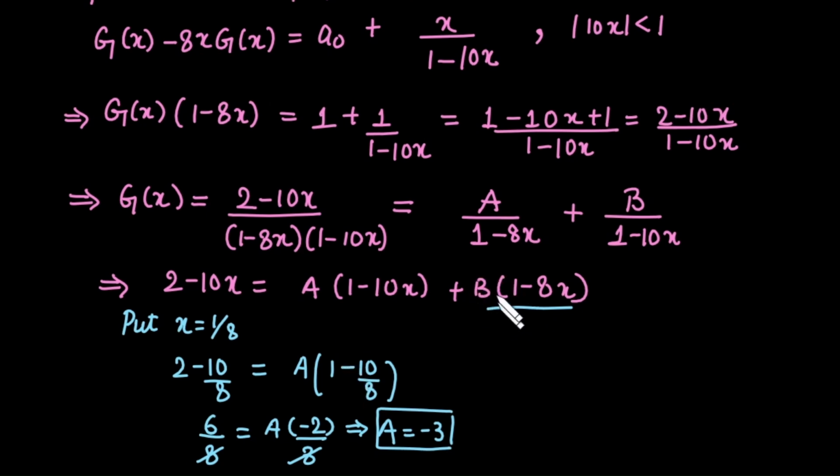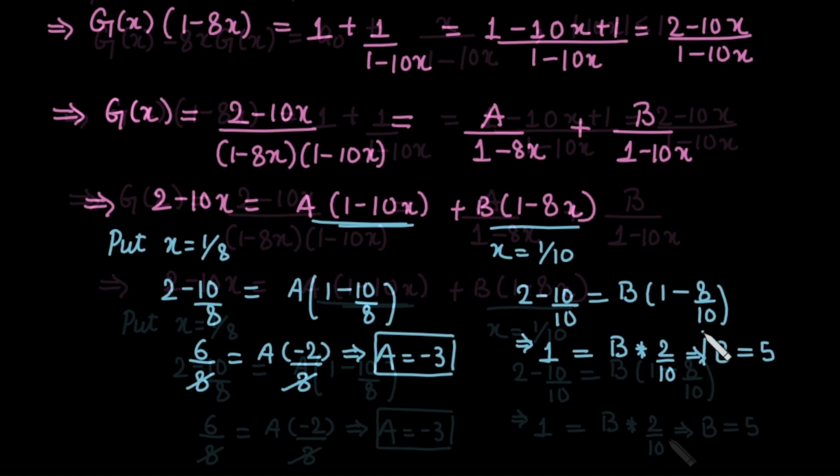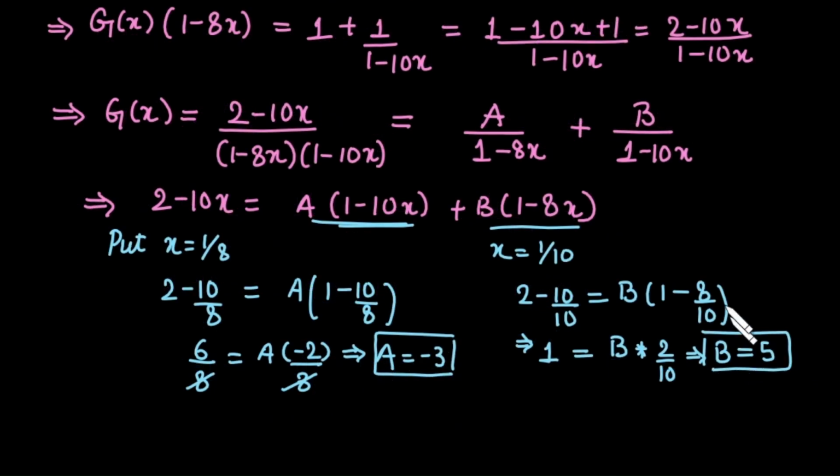Similarly, we can find the value of B directly by making this term 0. So put x is equal to 1 by 10. We have 2 minus 10 by 10 is equal to this term as 0, plus B times of 1 minus 8 by 10. So from here we are getting 1. And on the right side we have B times of 2 by 10. And this implies the value of B is 5. Plug in the value of A and B here.